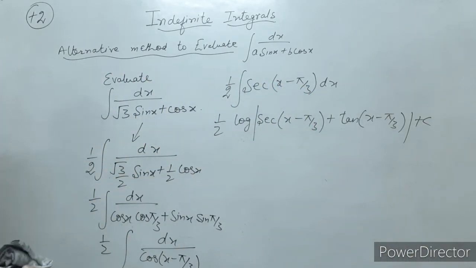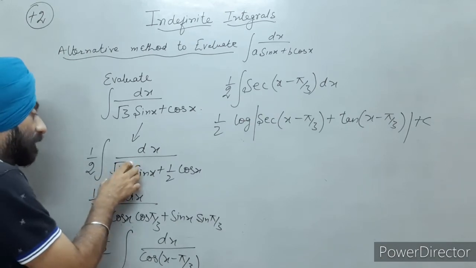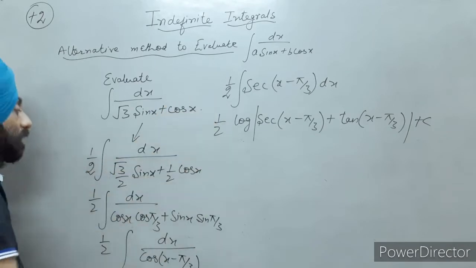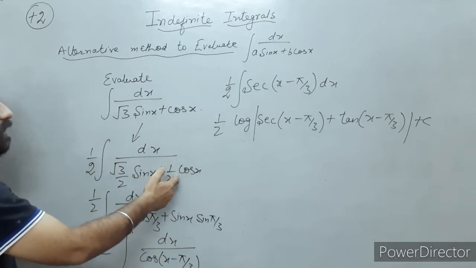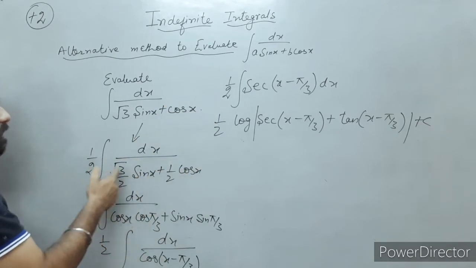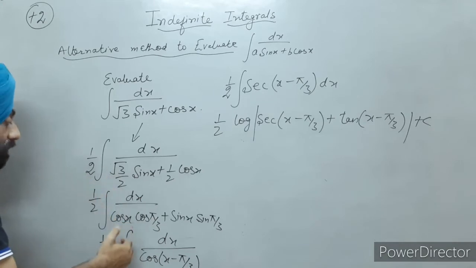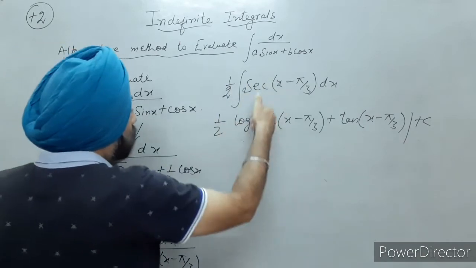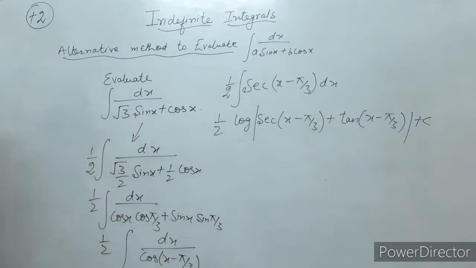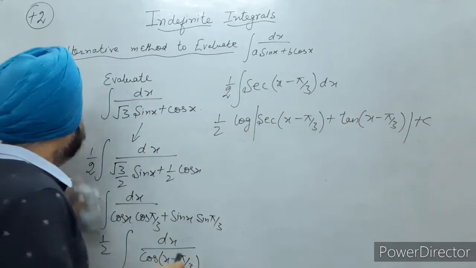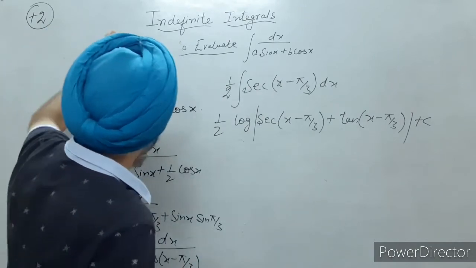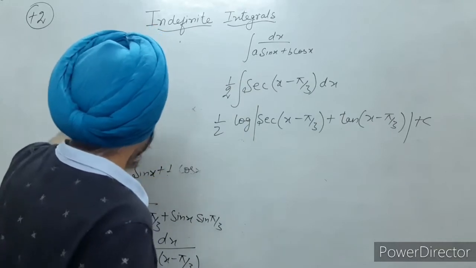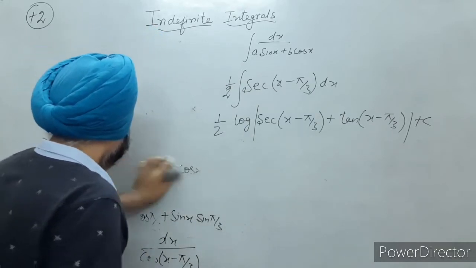I know under root 3 by 2 I can write here cos of 30. I can write sine of 30. Then it becomes sine of a plus b. What I have written, I have cos x cos 60, sin x sin 60. This formula becomes cos of a minus b. 1 upon cos is nothing but secant. Integrate directly, we get the answer. Right? Hope this alternative method to solve this type is very clear to you now.